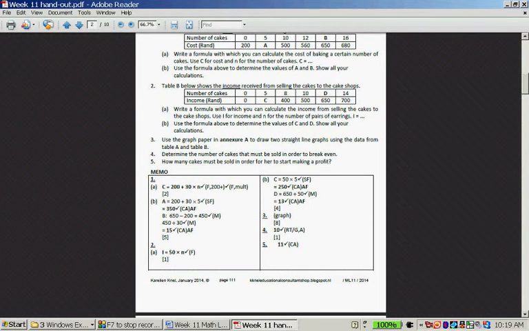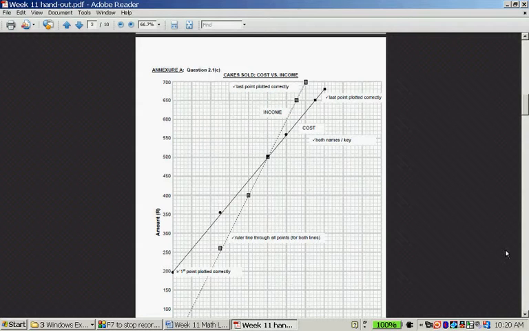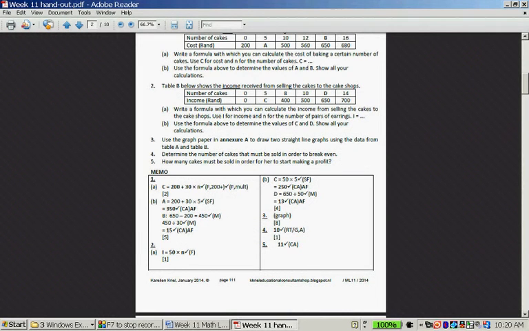Okay, so determine the number of cakes that must be sold in order to break even. Now, do you see on the table that at 10 cakes you find 500 rand? So you can actually see from the table already that the break-even point is at 10 cakes, 500 rand. So that is your break-even point. On the graph, you'll see that the two graphs go through each other at the break-even point. Right. So it's 10 cakes. 10 cakes must be sold for you to break even.